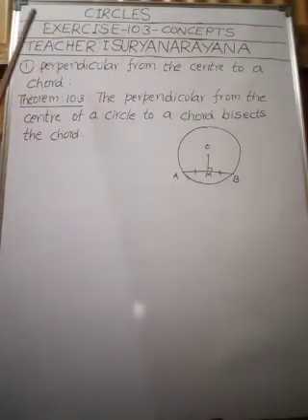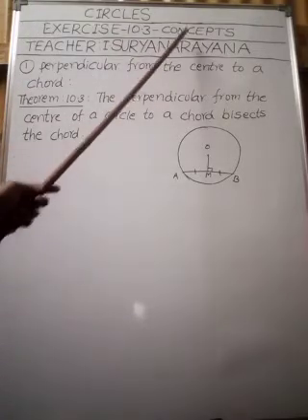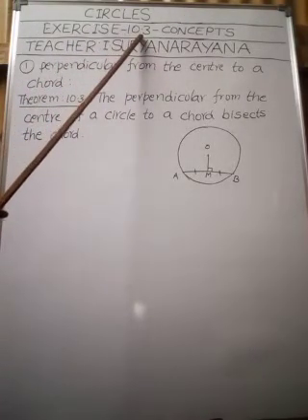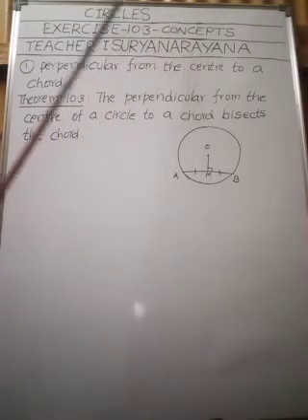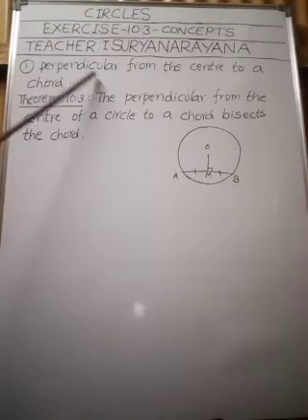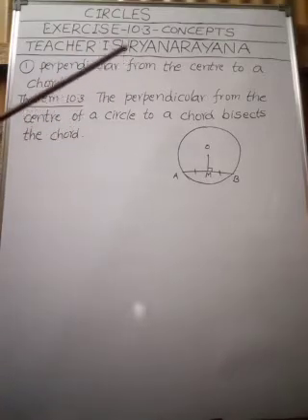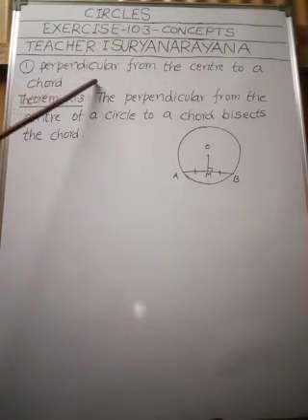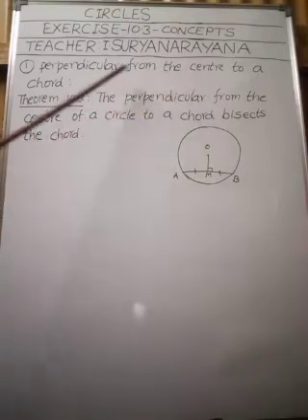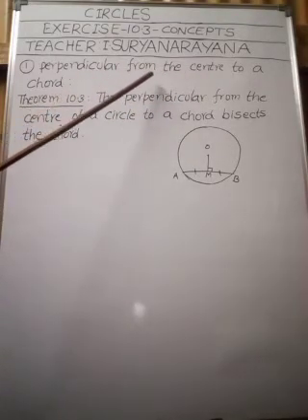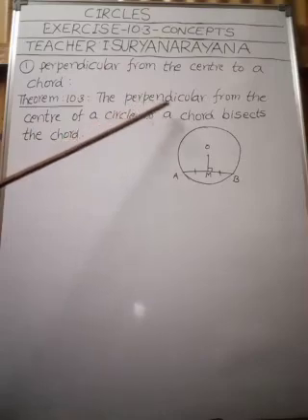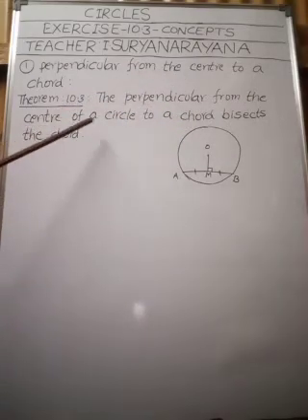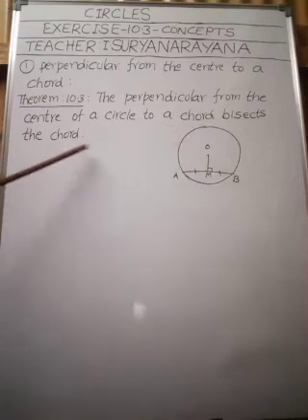Exercise 10.2 is over. Now come to the concepts of exercise 10.3. In this exercise, we solve the sums related to this point, perpendicular from the center to a chord. See the first theorem 10.3. The perpendicular from the center of a circle to a chord bisects the chord.